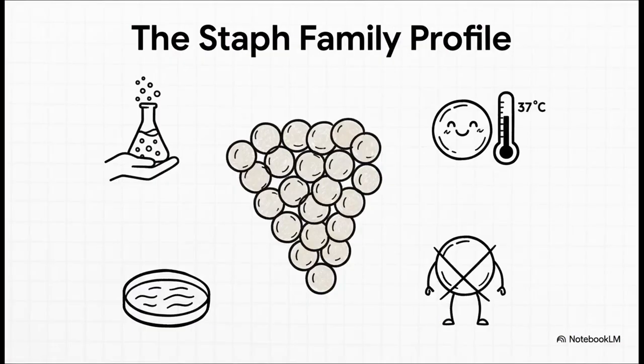So here's the general family profile, their MO, if you will. Under a microscope, they look like little clusters of grapes. Kind of cute, but don't let that fool you. They can't move on their own, they don't form tough protective spores, and they absolutely love growing at human body temperature. And here's a key detail. They are catalase positive. All that means is they have a special enzyme, like a secret handshake, that helps us separate them from other bacterial families. It's a critical chemical fingerprint.